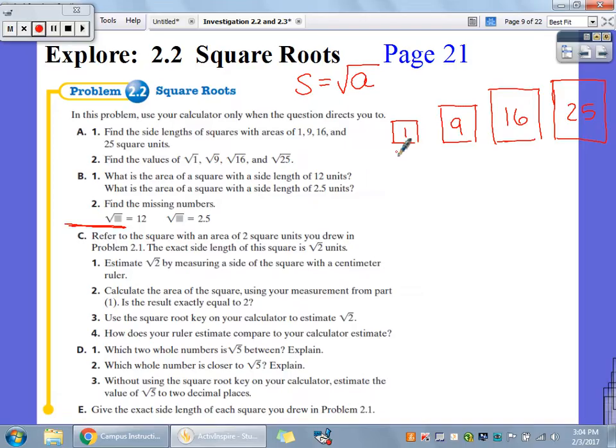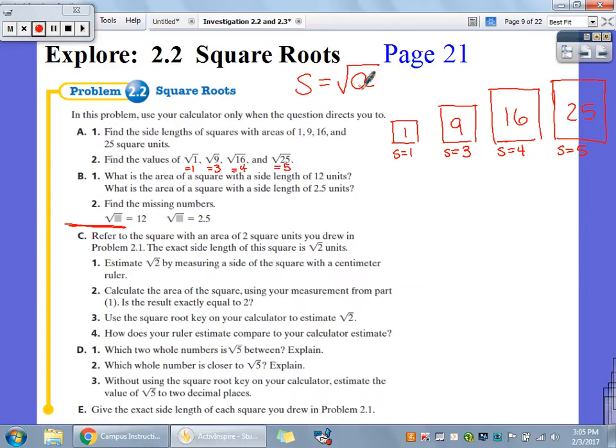All right, so for this one, the side is equal to 1, side is equal to 3, side is equal to 4, and side is equal to 5. And again, over here, the square root of 1 is equal to 1, the square root of 9 is equal to 3, the square root of 16 is equal to 4, and the square root of 25 is equal to 5.